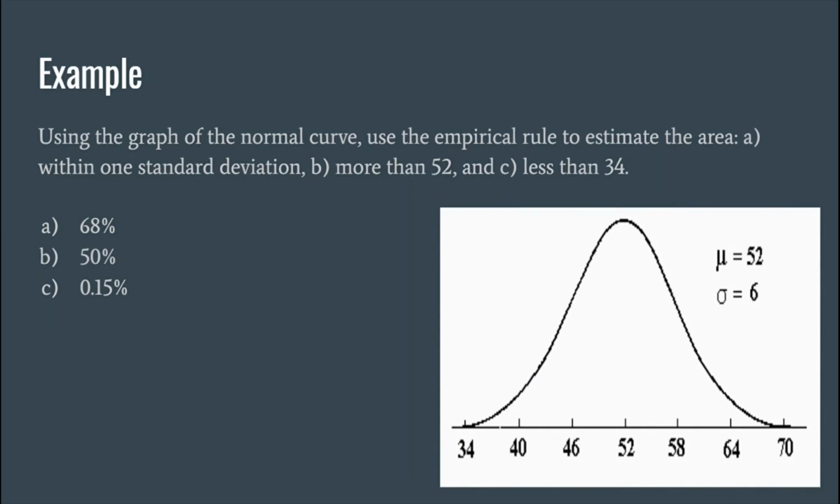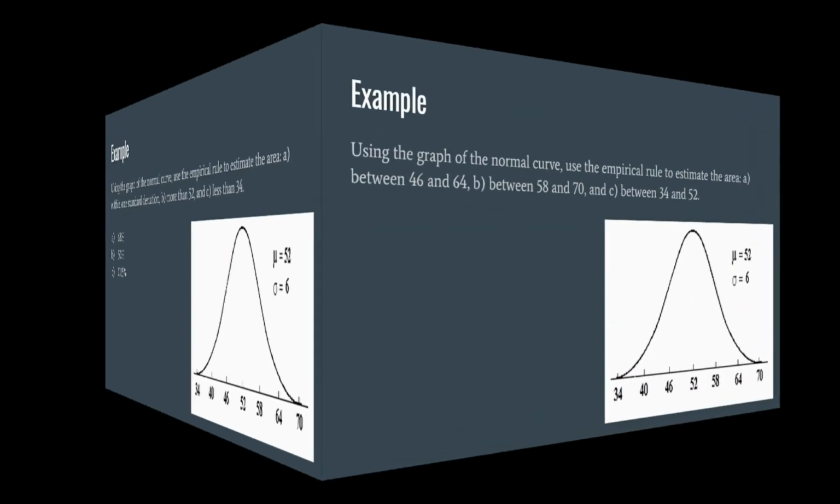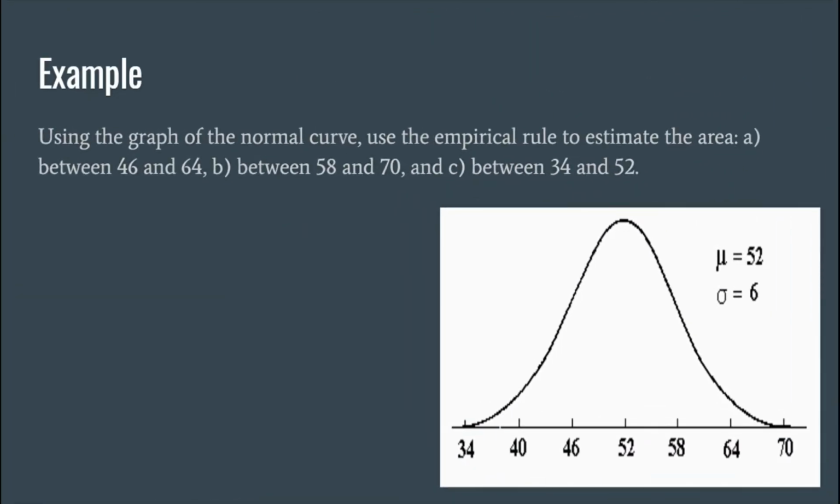Okay, and I don't know what you're thinking. That was pretty simple. So what if we had an example that involved more thinking? Well, let's try this. We're using the same data, but this time it's asking different things. A is asking for the area between 46 and 64 this time. So here's 46 and here's 64.